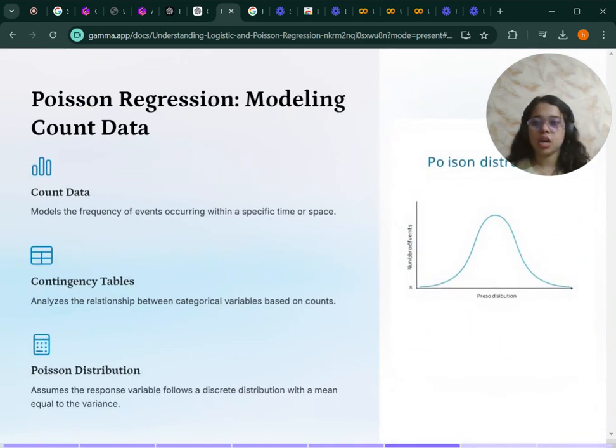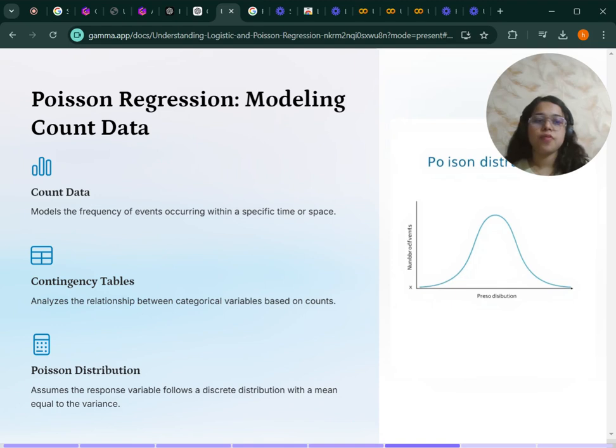Now is Poisson regression. Let's switch gears to Poisson regression, which is used to model count data, things like number of purchases, number of accidents, number of website visits. Now, key concepts of Poisson regression. Firstly, we have count data, that is, Poisson regression predicts the frequency of events occurring in a fixed period or space. For example, consider how many insurance claims a customer will file in a year, or how many cars will pass through a toll booth every hour.